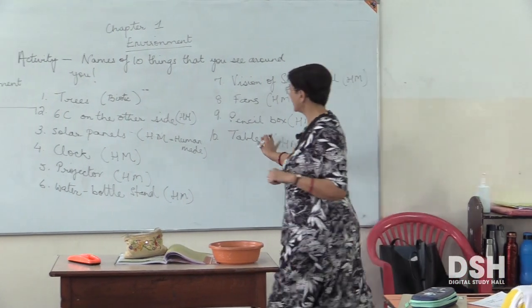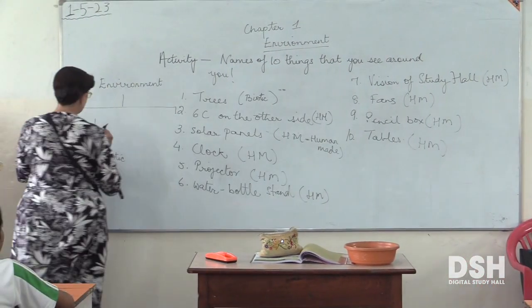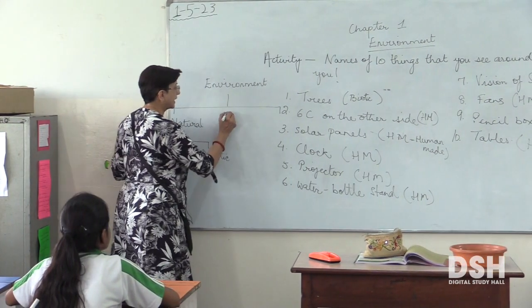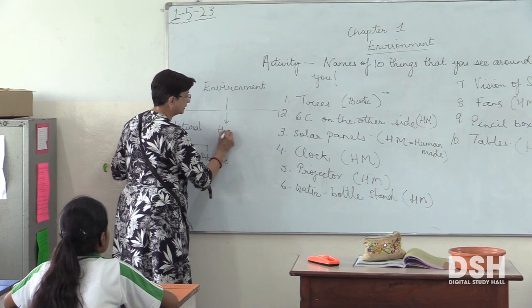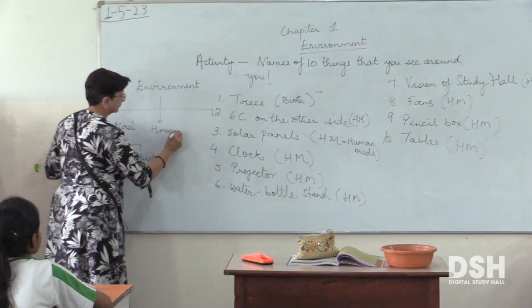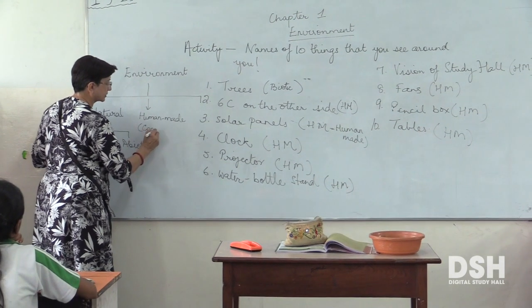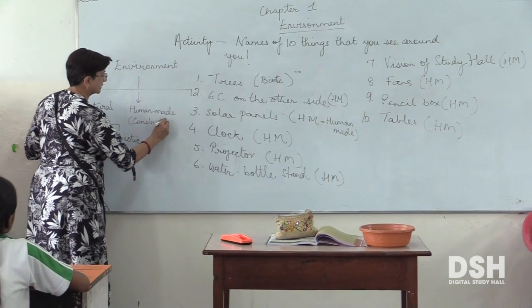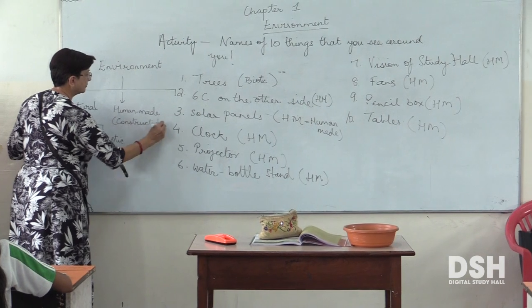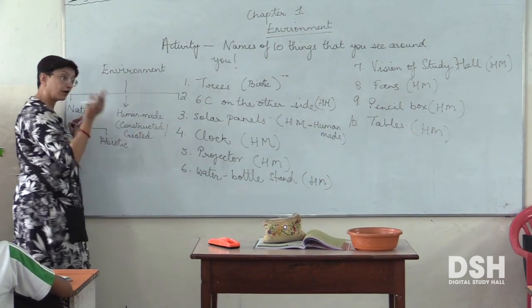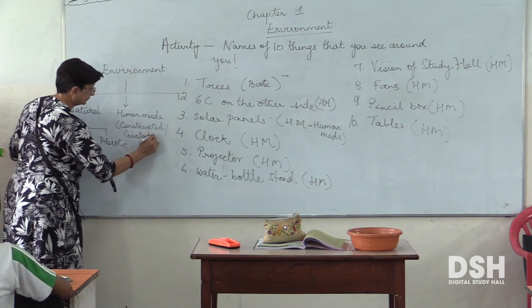So, one is natural. Natural also has two subdivisions; we'll come to them. Then we have the second, human-made, which is anything constructed by humans. Anything that has been created or made by human beings that is not already present in nature.